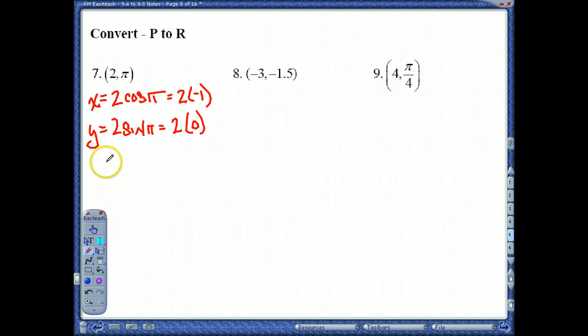Now make sure that you are putting it into the form of a point, so don't go this far and then not put it into point form. 2 times -1 is -2. 2 times 0 is 0.